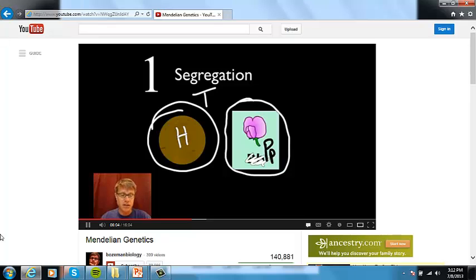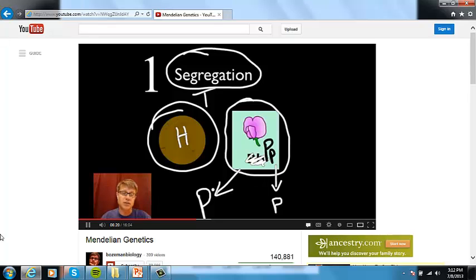What are the odds that the offspring are going to get a big P? Well, it's a 1 in 2. What are the odds that they're going to get a little p? It's 1 in 2. And so that separation of those two alleles is called segregation. And so this idea of segregation says that there's a 50% chance you're going to get either of these genes. And so that's segregation. They separate, and it's just random chance.